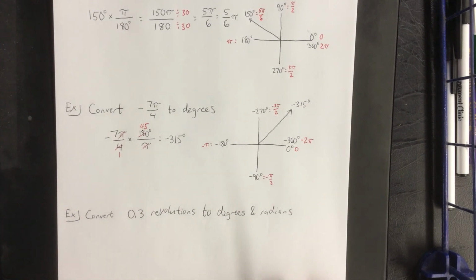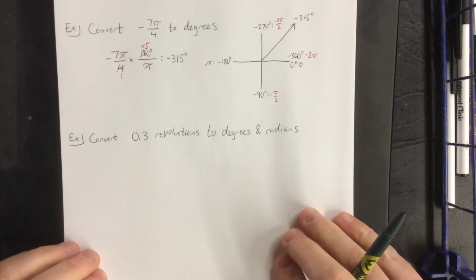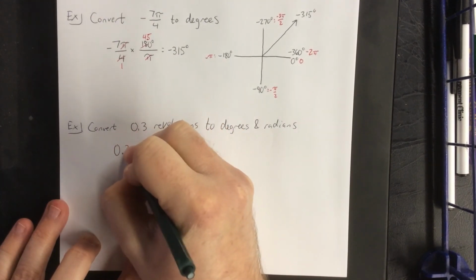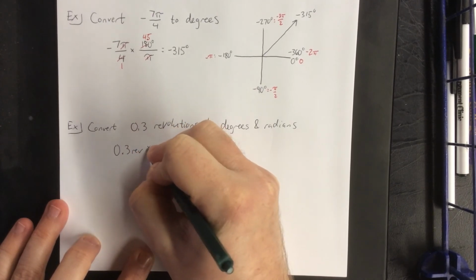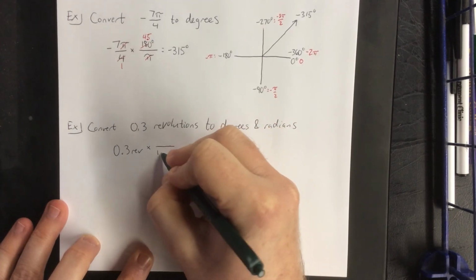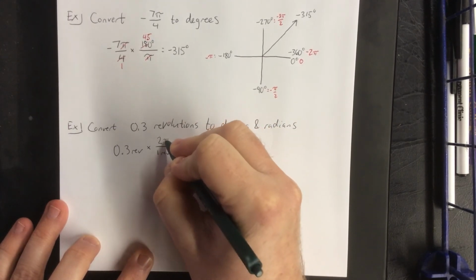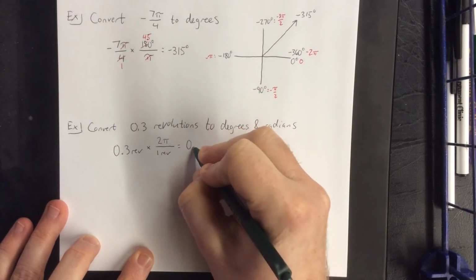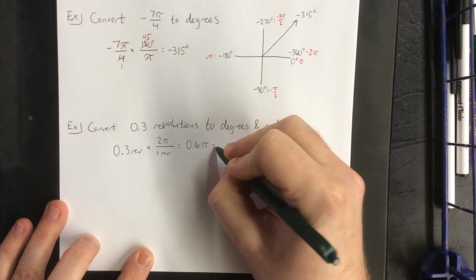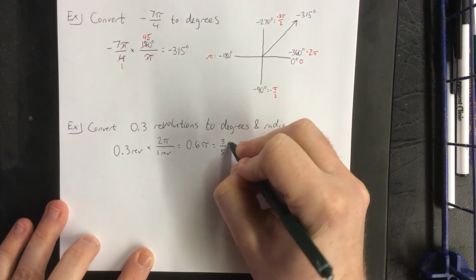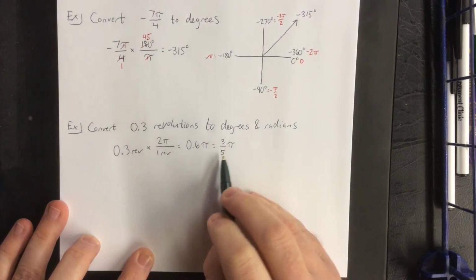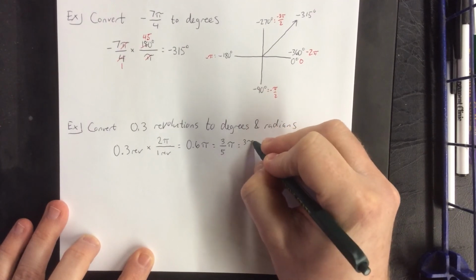Finally, we're going to convert from revolutions into degrees and radians. This is 0.3 revolutions. So for radians, we will be multiplying by radians on the top, revolutions on the bottom. The conversion that we had earlier is that 1 revolution is the same as 2 pi radians. If I take these and put them together, this would be 0.6 pi radians. Or, if we wanted to express it in terms of a denominator, 0.6 is the same as saying 3/5. So 0.6 pi would be 3/5 pi, also known as 3 pi over 5.